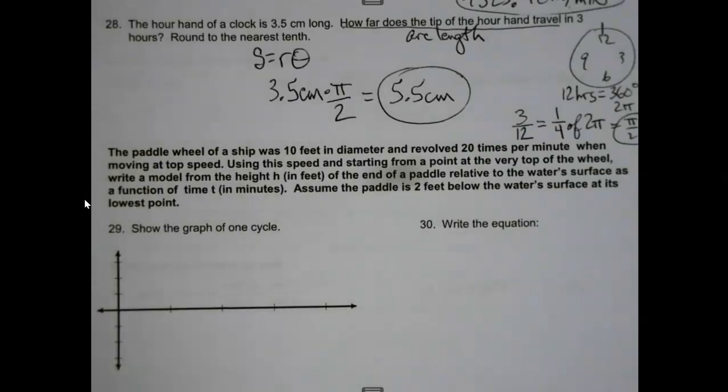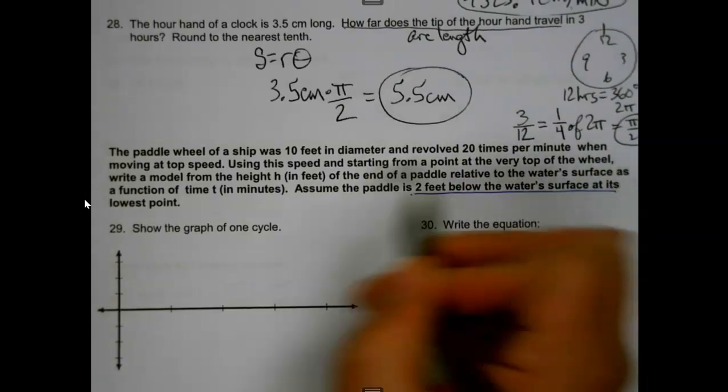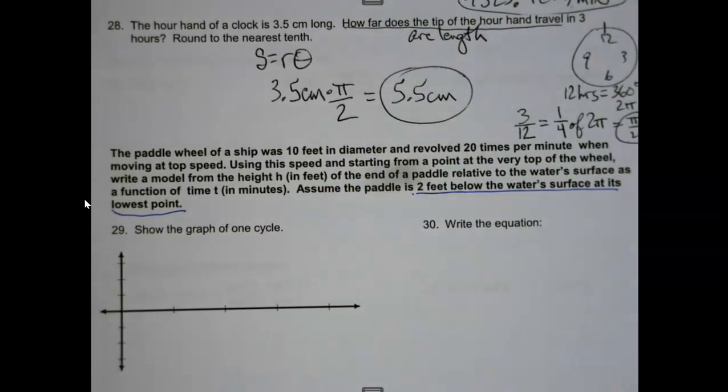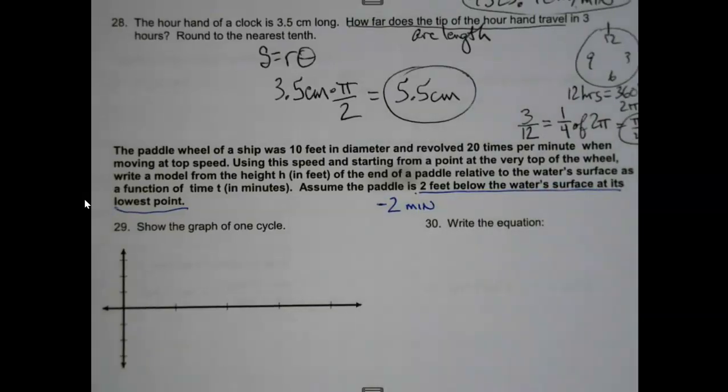Okay, there's a couple of very important statements in here that I need to pay attention to right away. The first one, the paddle is 2 feet below the water's surface at its lowest point. So my minimum is going to be at -2. Because remember, to find our midpoint and our amplitude, we got to know the minimum and the maximum so we can plug them into the formula that we were talking about.